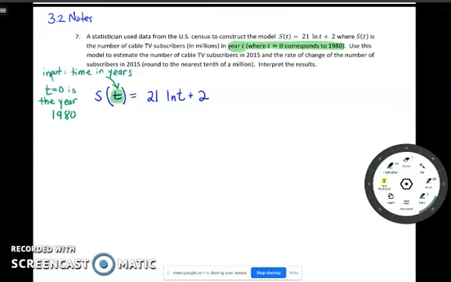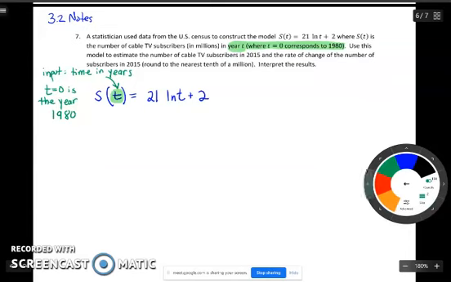So this data collection started in 1980. So that's our year 0. So for example, if I wanted to do the year 1985, t would be a 5 because that would be 5 years after 1980. If I wanted to do the year 1991, t would be an 11 because that's 11 years after 1980. So we got to do some interpreting with our input.